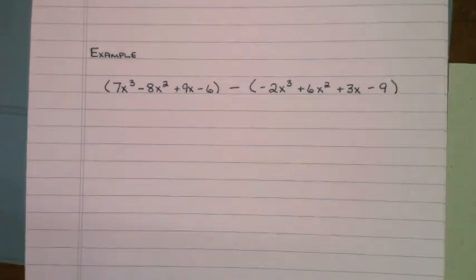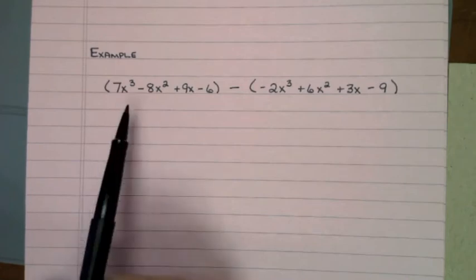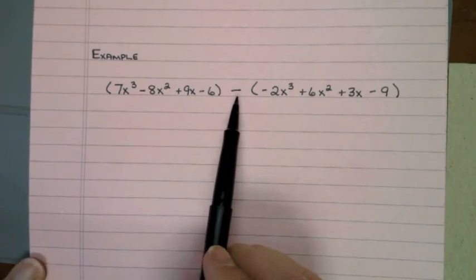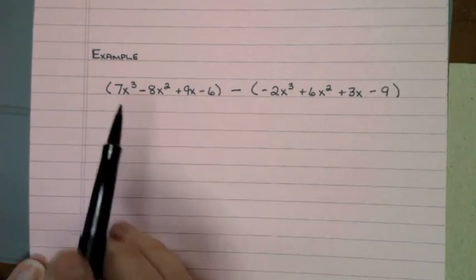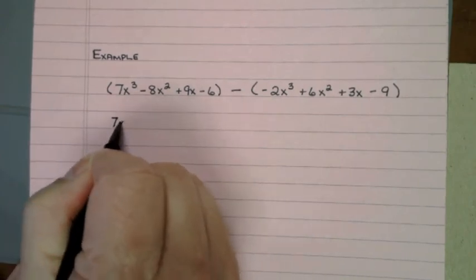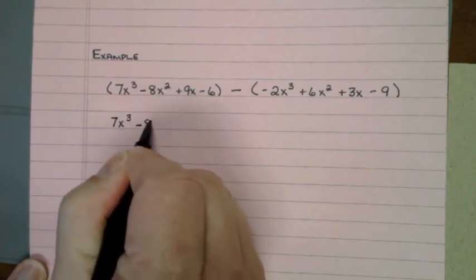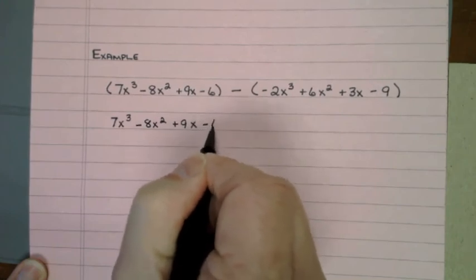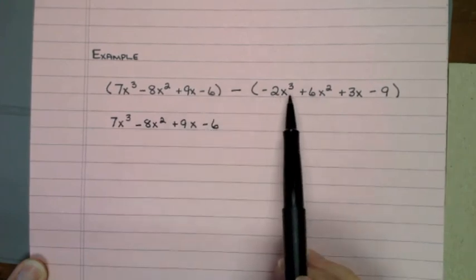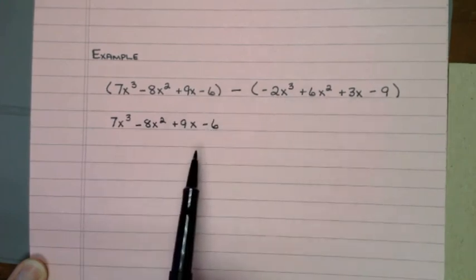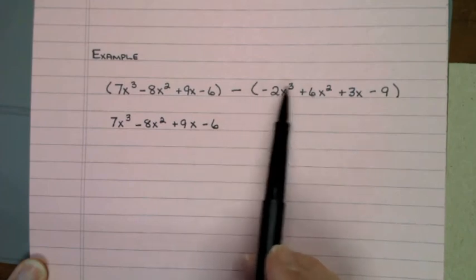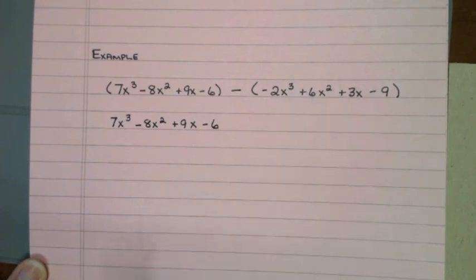Now we're going to do an example where we're going to line this up vertically, except it's a subtraction problem. So again, I'm going to write down the first one. And then I'm going to write the second one up underneath it. But since this is a minus sign right here, I'm going to go ahead and start changing the sign of each one of those.